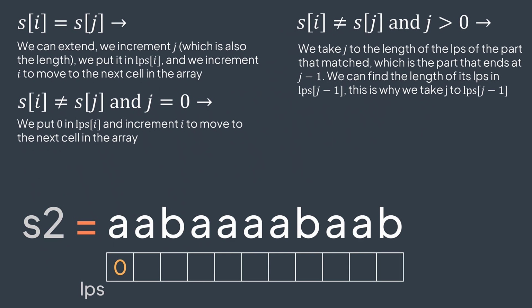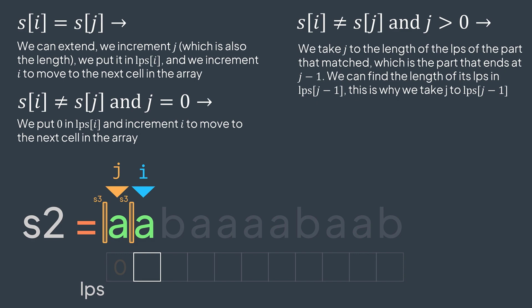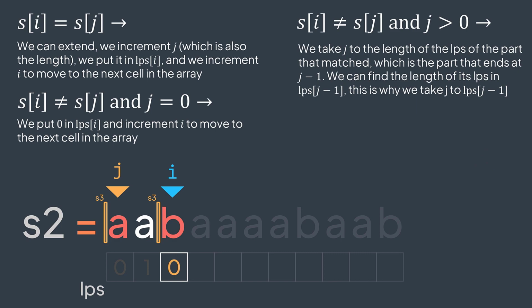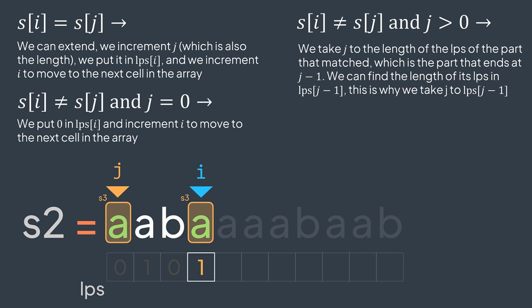Let's continue our previous example now. j starts at 0 and i at 1, because we already filled LPS of 0. Here they match, so we extend. The LPS is A. Next iteration, S of i and S of j don't match, and the path that matches is A, its LPS is the empty string, the length is 0, we take j to 0. Here again they don't match, and j is 0, we just put 0 and move to the next value of i. Here they match, we extend. The LPS is A, its length is 1.